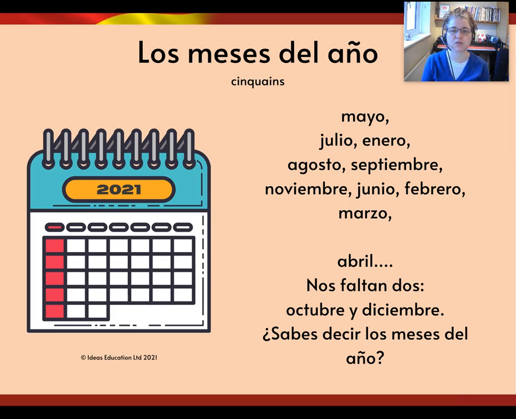Now, all 12 of the months are hiding inside the poem. Let's read it one more time, see if you can spot some of them.